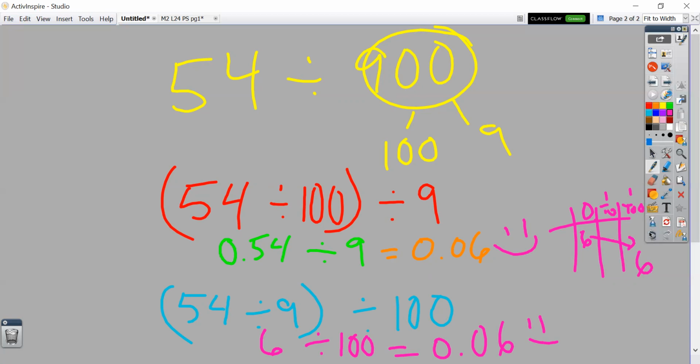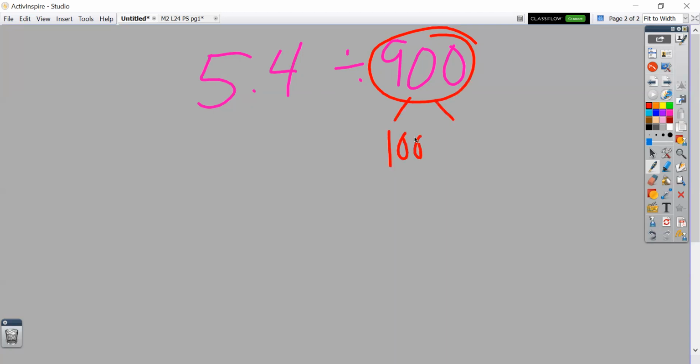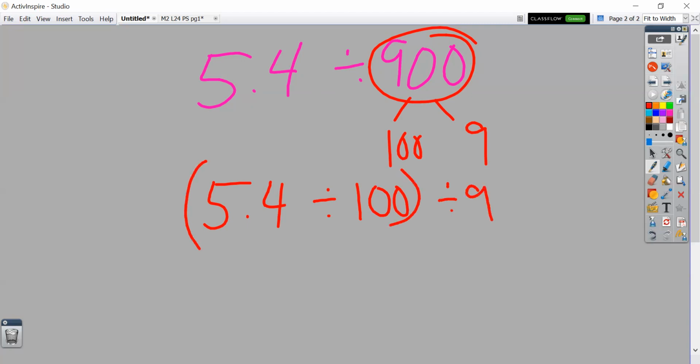Last one together. All right, 5.4 divided by 900. So now we're going to work with a decimal instead of 54. Again, we know that 900 is 100 groups of 9. So we can write it in the steps that we'd like to. We can do 5.4 divided by 100 divided by 9. And remember to place your parentheses to show which fact you're working with first. And I'm just going to set it up the other way for the other brains. We're going to divide by 9 first and then divide by 100. So either way, you just have to set it up the correct way.